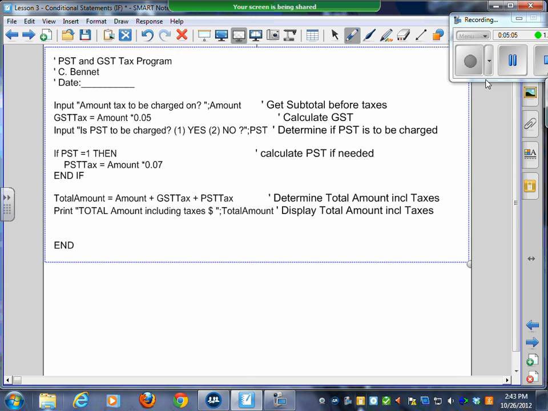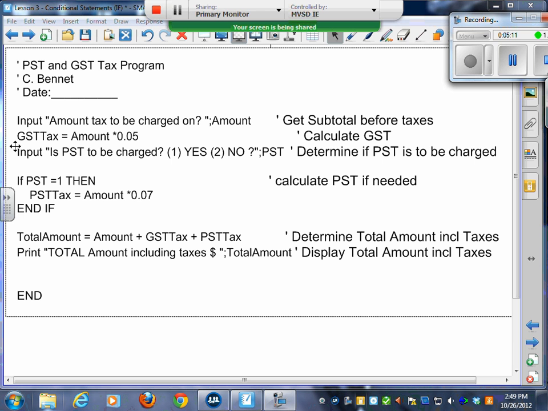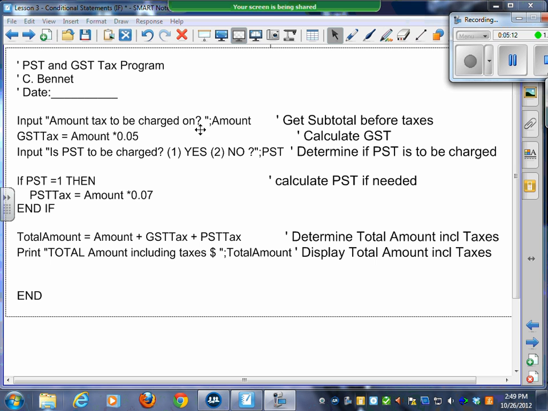So what we've got here is an input, amount, tax to be charged on. We're going to call that amount. That's our variable. The GST tax is equal to the amount times 0.05. We ask input, is the PST to be charged? The answer is either 1 for yes or 2 for no. We're going to call that PST. It's either 1 or 2, the PST.